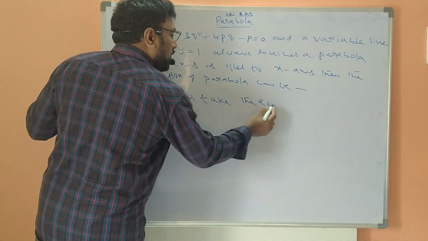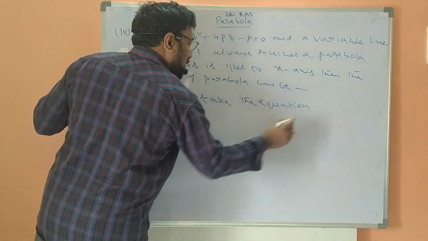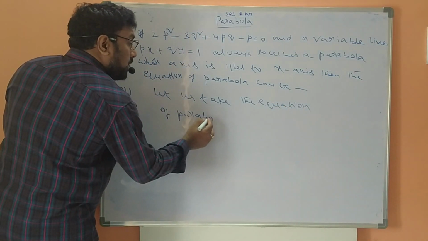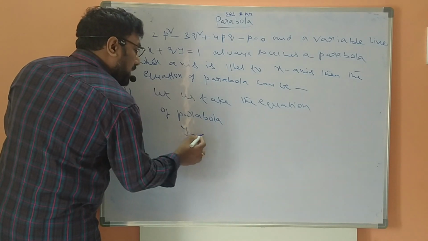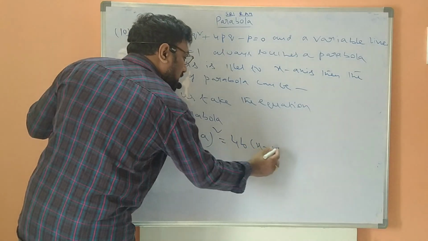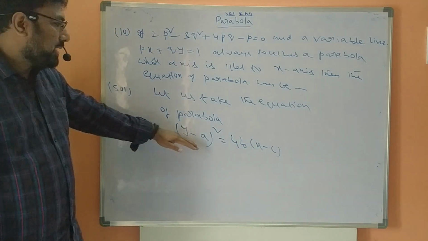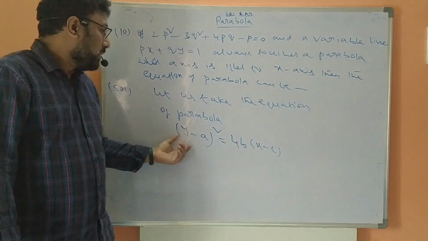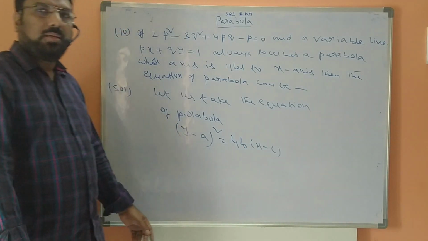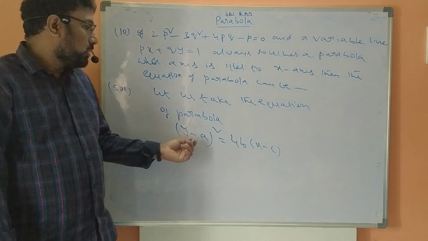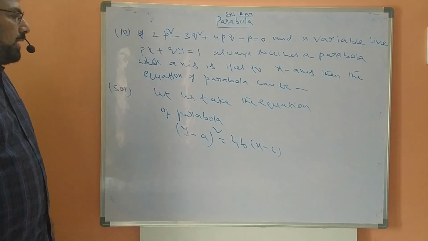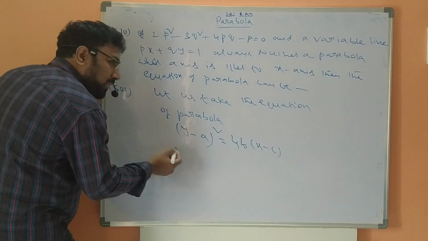the equation of the parabola. y minus a whole square is equal to 4b into x minus c, because the axis is parallel to the x-axis. So it is in the form of y minus a whole square equal to 4b into x minus c. Now we have to find the values of a, b and c.